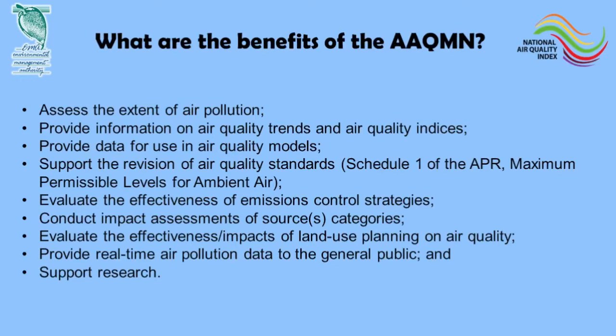Having a network has many other benefits. It allows us to assess the extent of air pollution. It provides information on air quality trends and air quality indices. It provides data for use in air quality models, and it supports the revision of air quality standards. For example, Schedule 1 of the air pollution rules sets maximum permissible levels for ambient air. By having this network, it will allow us to revise these standards in the future.